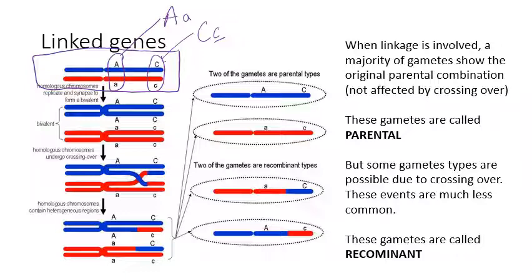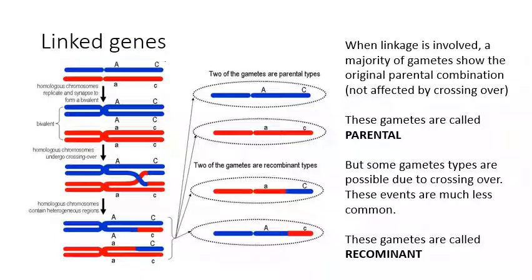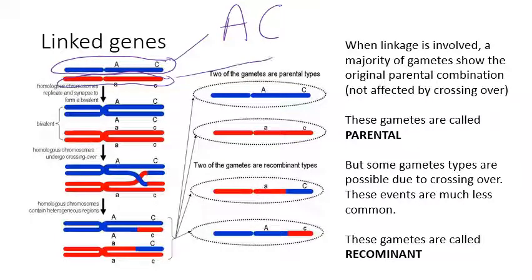When we look at linked genes, the gamete combination that's produced and then passed on to future offspring can be a little bit unusual. What I mean by unusual is we can obviously pass on our chromosomes as they are to our offspring. For example, this individual might pass on the blue chromosome to their future offspring, and they would inherit a capital A and a capital C. Or they might pass on the red chromosome and get the lowercase a and the lowercase c.